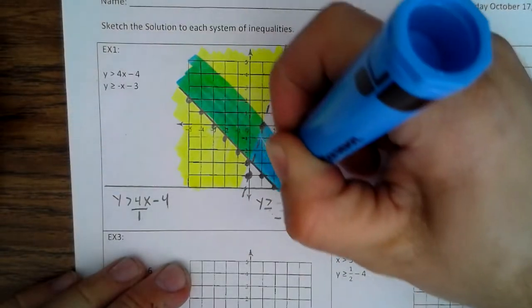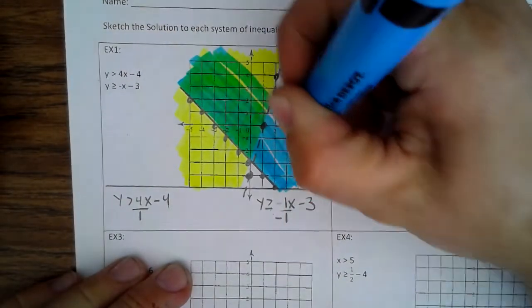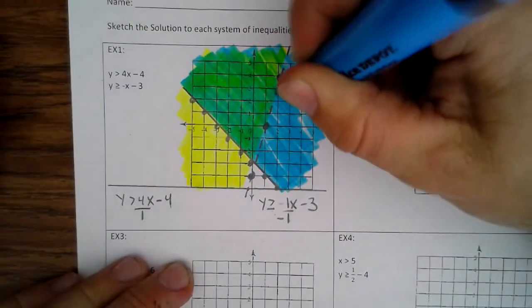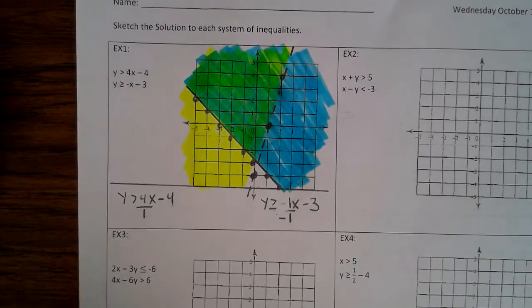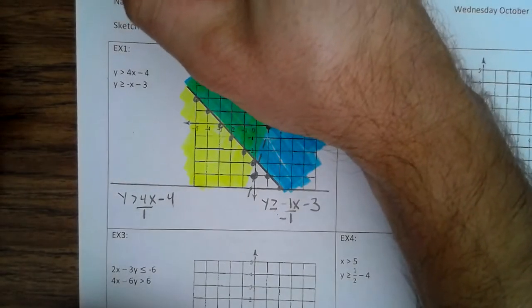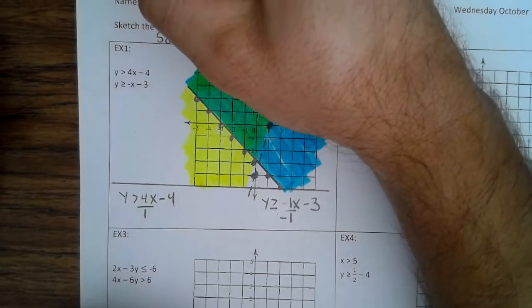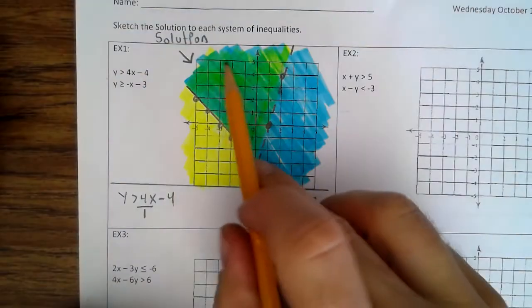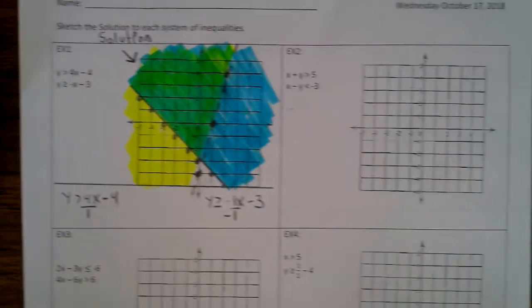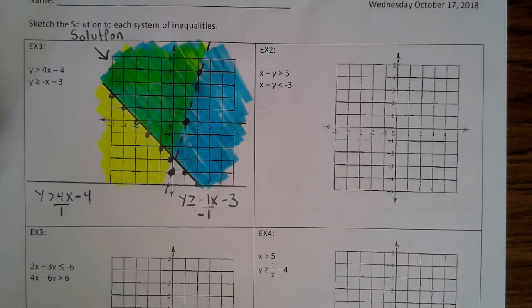Now, notice something cool's happening. You can see that the solution changed color. So the solution is the overlapping region where the color changed. Okay. All right, let's take a look at example 2.